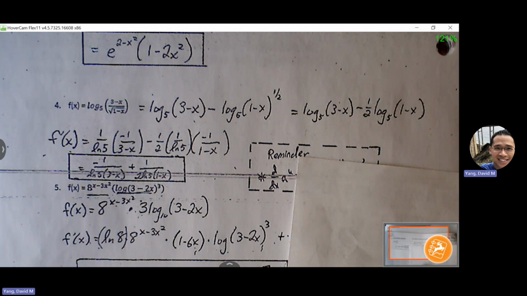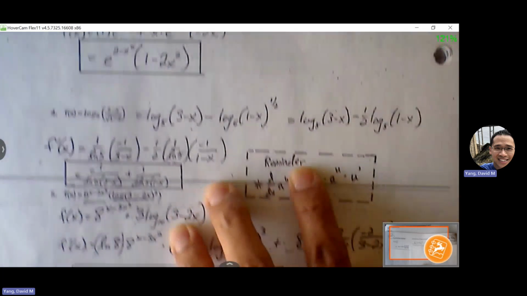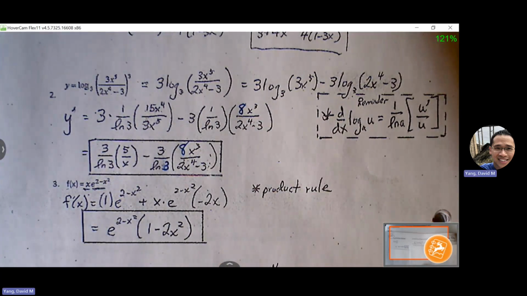Well, remember, what's the derivative of log base A of U? It's one over natural log A. Okay. So we're just doing this rule here. Okay. I just gotta memorize that. Yeah, you gotta memorize it. It's basically U prime over U with a little bit extra.